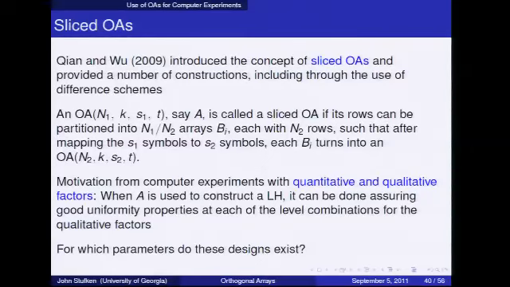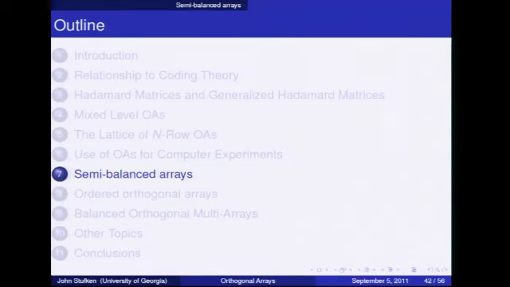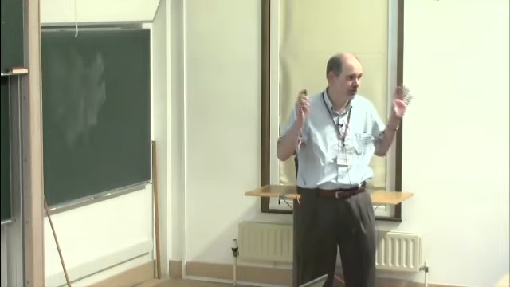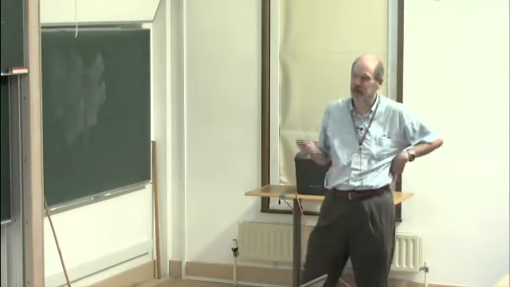There is something called sliced orthogonal arrays, which has fairly recently been proposed in the literature for dealing with situations where you have both qualitative and quantitative factors in your experiment. And then I have some pages on, I'm going to go through this very quickly, so if you want to read more about it, you can read more about it yourself.